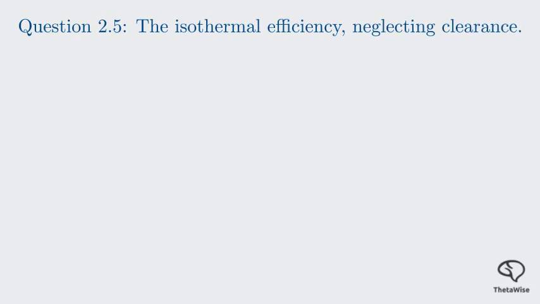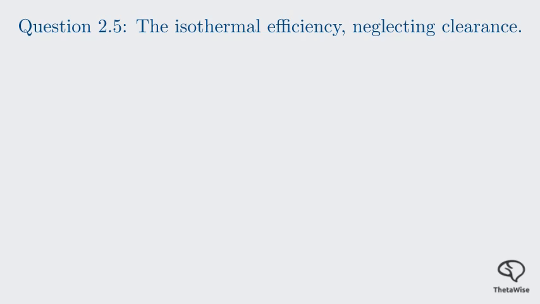Question 2.5 asks for the isothermal efficiency, neglecting clearance. First, let's understand isothermal efficiency. It's the ratio of the work required for an ideal isothermal compression to the actual work done by the compressor. An isothermal compression is a process where the temperature of the gas remains constant. This is the most thermodynamically efficient way to compress a gas because it requires the least amount of work. It represents a theoretical ideal.